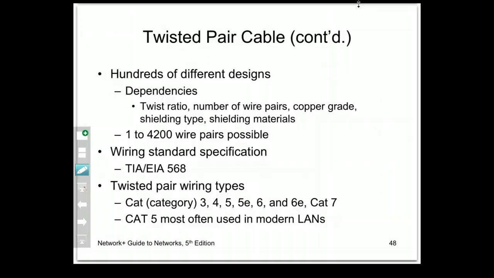Hundreds of different designs. We buy ours from J-Tronics here in town. It's in the back of the room. You can see them there. It's called AMP on the side of the box, Tyco, AMP.